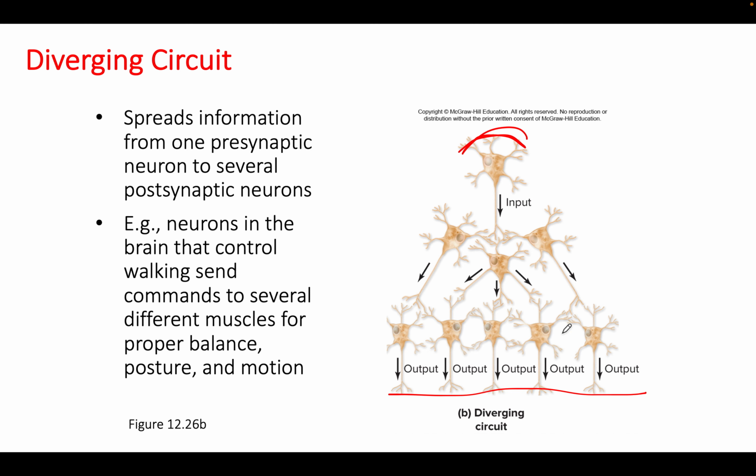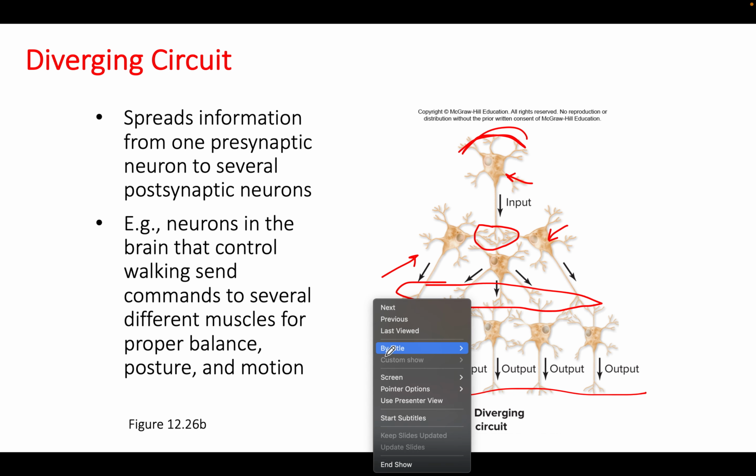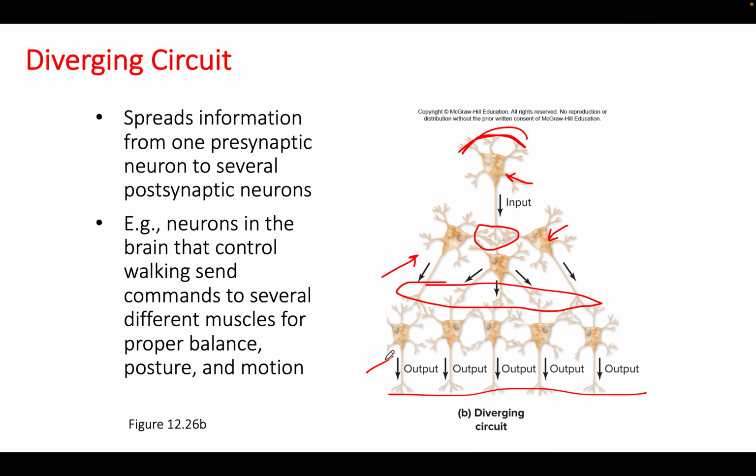Now remember, when you're naming neurons as being presynaptic or postsynaptic, you have to be specific to which synapse you're talking about. So relative to this synapse, this is the presynaptic neuron, and these are the postsynaptic neurons, right? But relative to these synapses here, this is the presynaptic neuron, and these are the postsynaptic neurons, right? So you have to be specific about which synapse you're talking about.